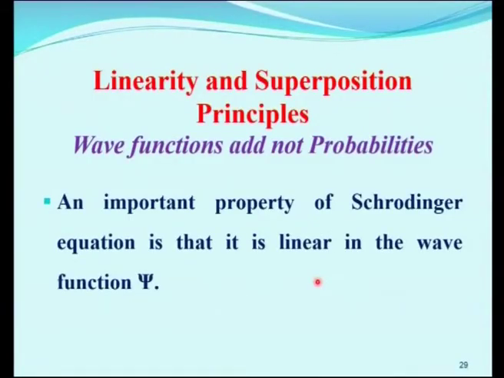So, what we are going to describe in this? Wave functions can be added, but probabilities cannot be added in quantum mechanics. An important property of the Schrodinger equation is that it is linear in the wave function psi. This means that the equation has terms that contain psi and its derivatives, but no terms independent of psi, or that involve higher powers of psi or its derivatives. As a result, a linear combination of solutions of the Schrodinger equation for a given system is also itself a solution.